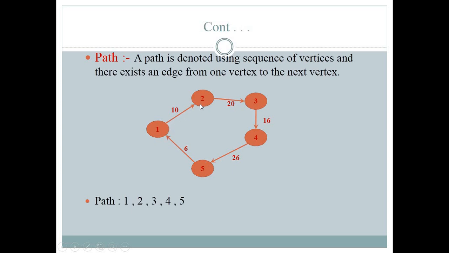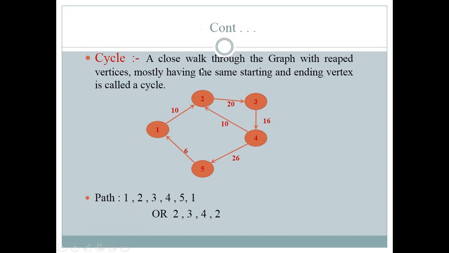Here we have a directed graph from 1 to 2, 2 to 3, 3 to 4, 4 to 5 and 5 to 1. So this is 1 to 2, 2 to 3, 3 to 4, 4 to 5. So this will be known as a graph's path.